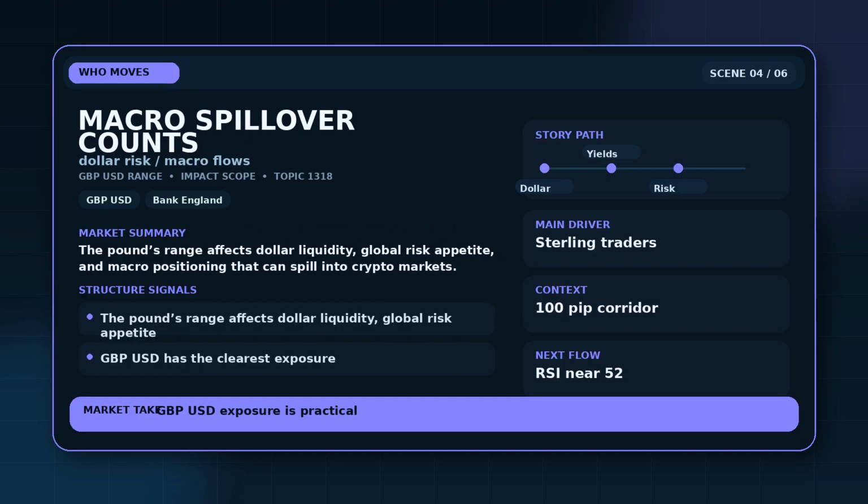The pressure on the pound's range affects dollar liquidity, global risk appetite, and macro positioning that can spill into crypto markets. For viewers, the useful question is who actually has to react: users, traders, issuers, regulators, operators, or institutions. Here, GBP USD sits at the center of that reaction, while sterling traders shape the next practical step. The consequence is strongest where the event changes access, trust, liquidity, compliance planning, or the cost of making a decision. That makes the impact measurable through behavior, not through hype around the topic.